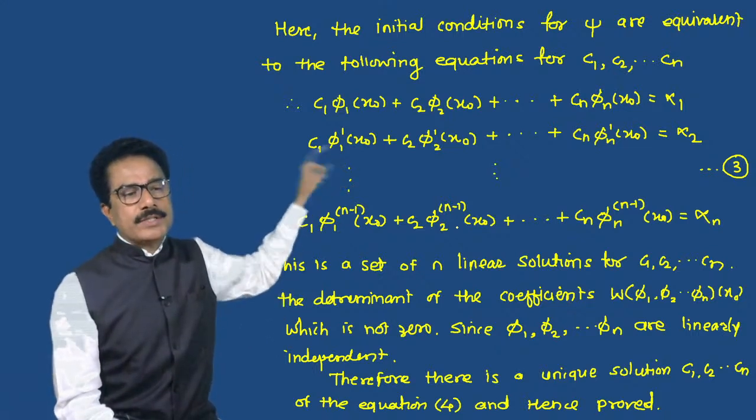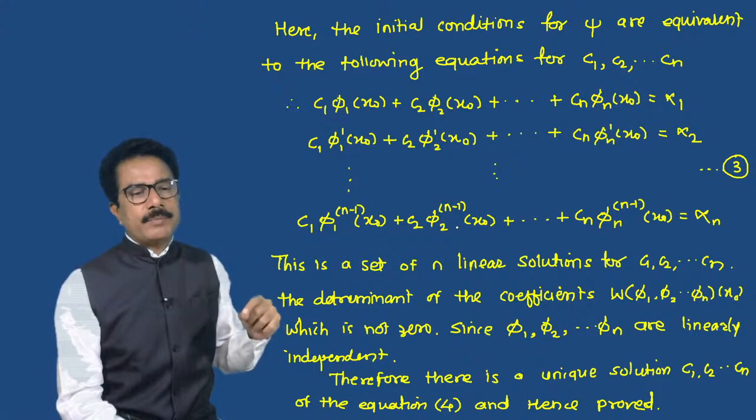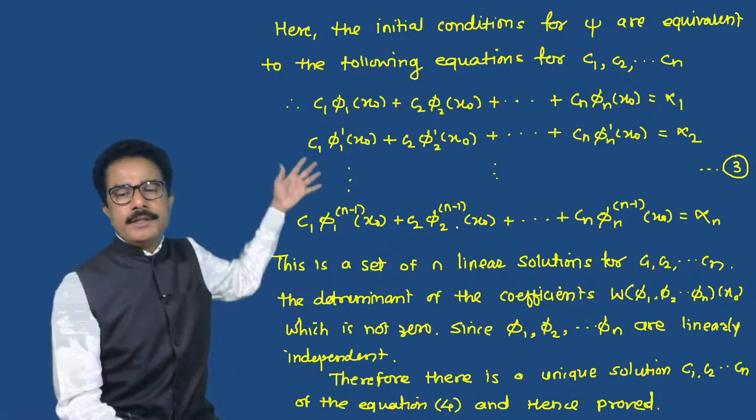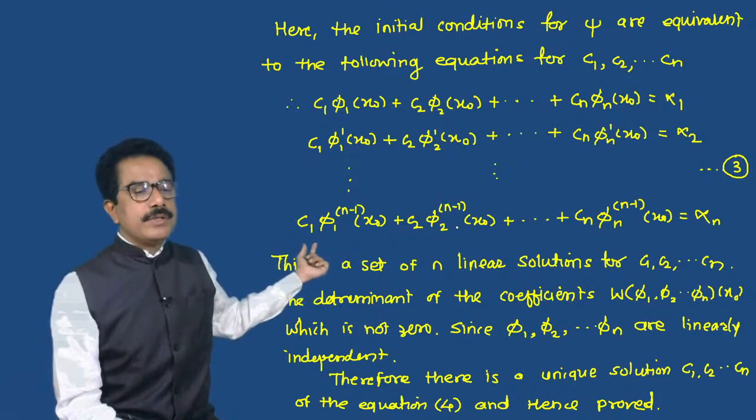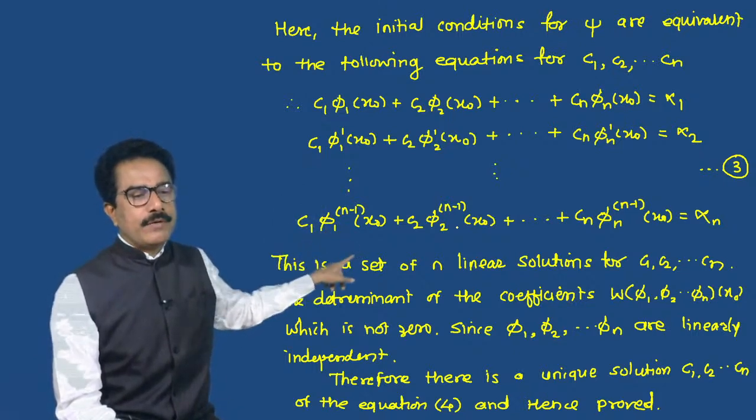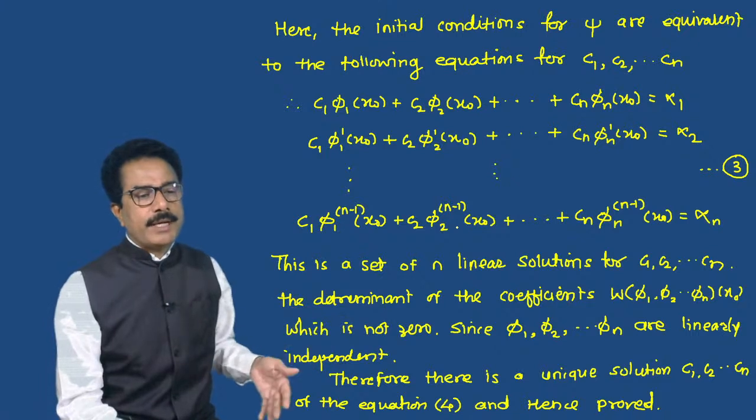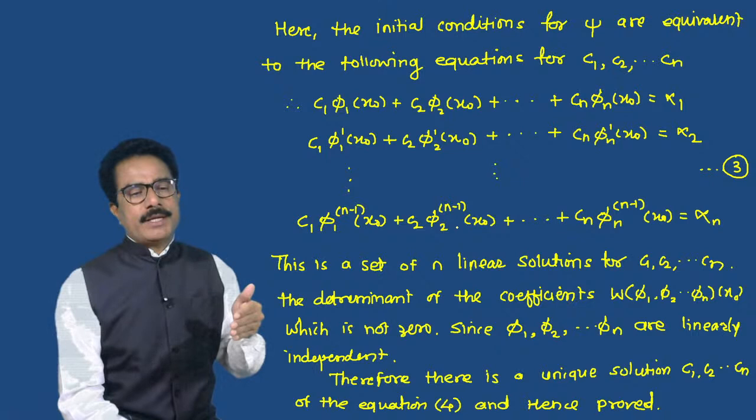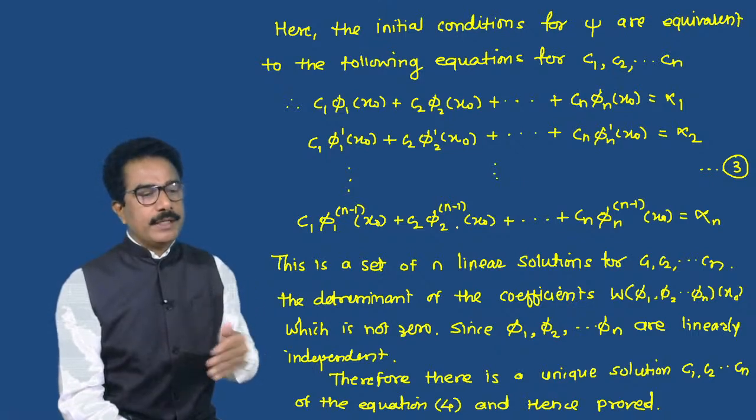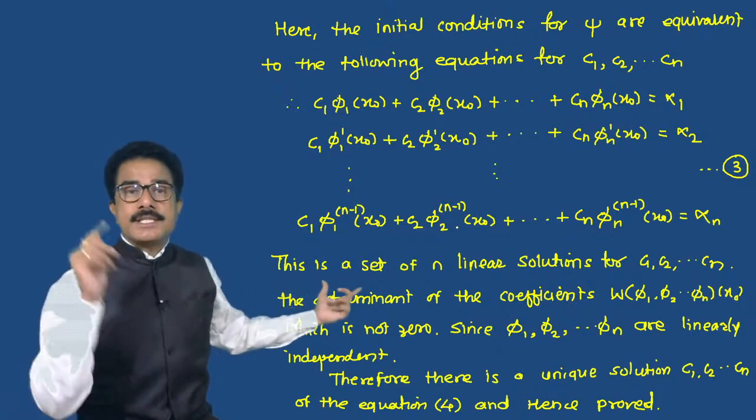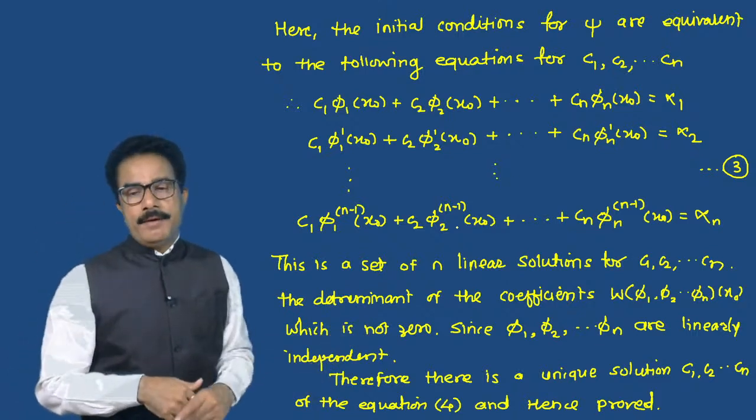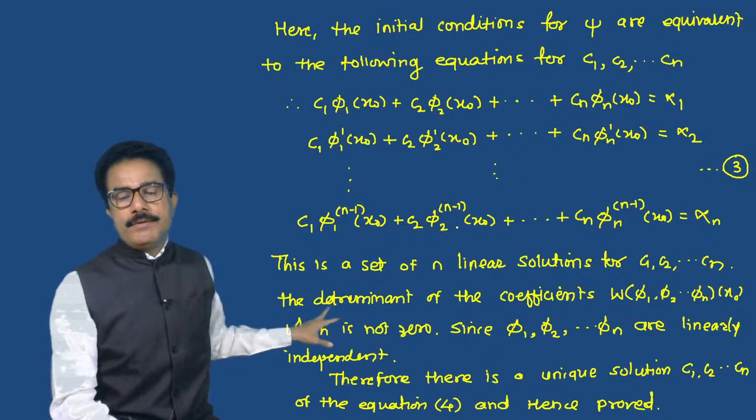C1 phi 1 dash of x naught plus C2 phi 2 dash of x naught plus dot dot dot Cn phi n dash of x naught is equal to alpha 2. In this way, continuing, C1 phi 1 raised to n minus 1 of x naught plus C2 phi 2 raised to n minus 1 of x naught dot dot Cn phi n raised to n minus 1 of x naught is equal to alpha n. This is the set of linear equations for C1, C2, dot dot dot Cn.